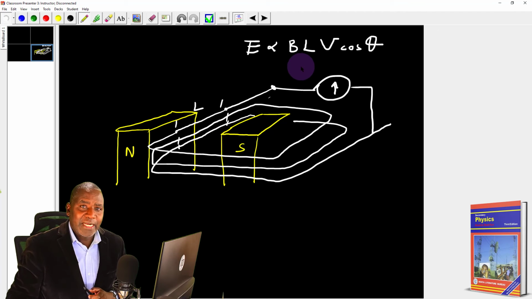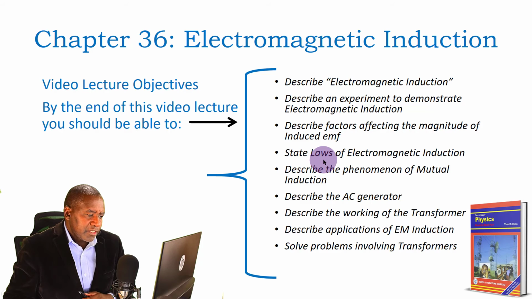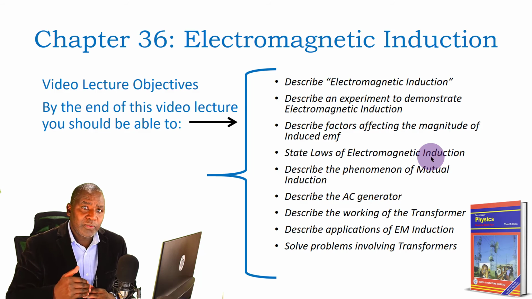Let us look at the next objective. So we have just looked at the factors affecting the magnitude of induced EMF. The next one is the laws of electromagnetic induction, and these are Faraday's law and Lenz's law.